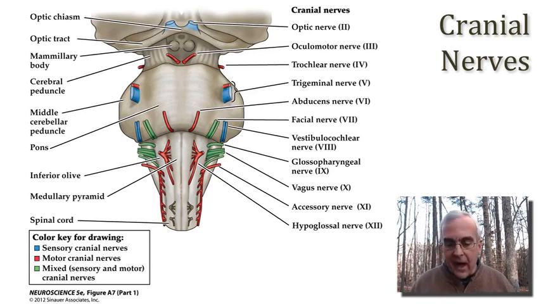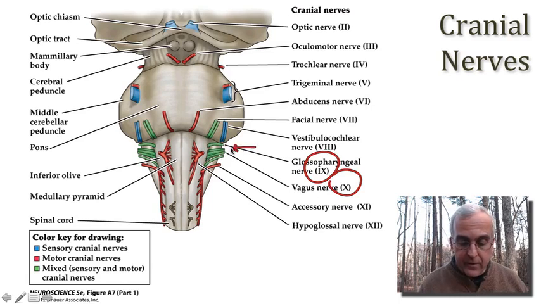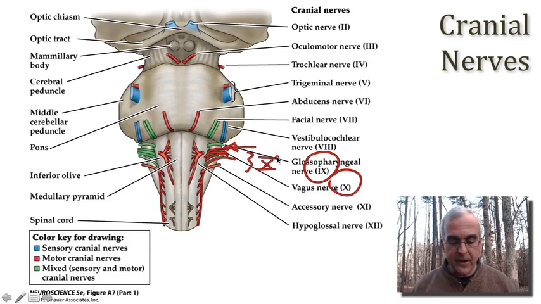Now, if we eye the place where we find cranial nerve 8, we'll find nerves 9 and 10 just below cranial nerve 8. So the glossopharyngeal nerve is this one right here, and then just below it are a series of nerve rootlets that comprise the rootlets of the vagus nerve, nerve number 10.